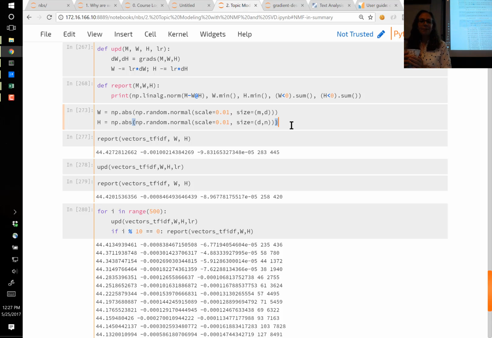Yeah, so now to start it, we need to choose random values for W and H. So we'll just use a random normal to get back matrices of the size that we want. And then we're taking the absolute value of that, because we should at least start with non-negative matrices.